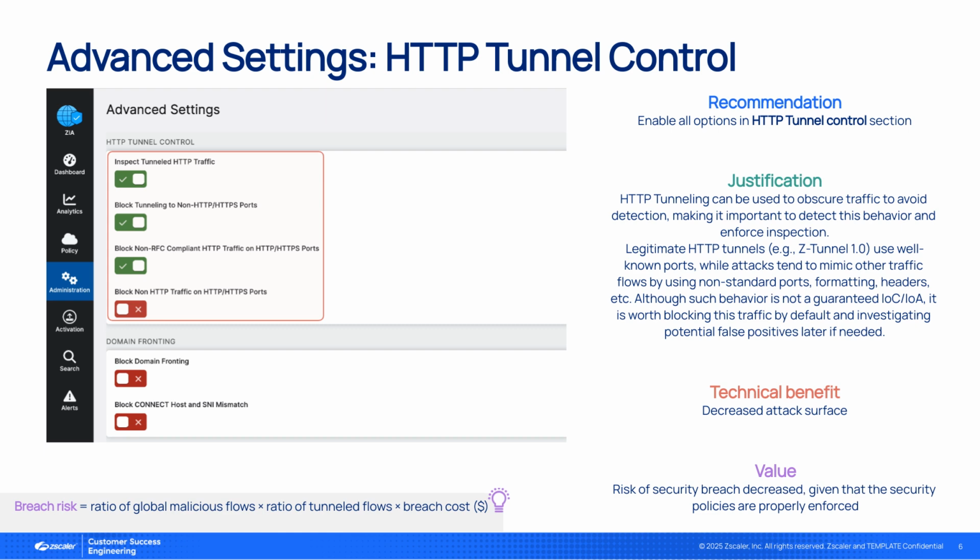Under Administration, Advanced Settings, it is also recommended that you enable all HTTP tunnel control settings. These settings will help prevent HTTP tunneling, which is a common method of obscuring traffic to avoid detection by inspecting tunneled traffic and blocking tunneling on non-standard ports.